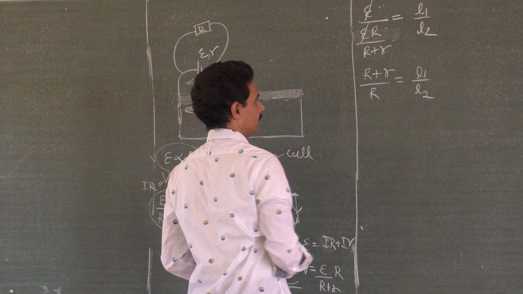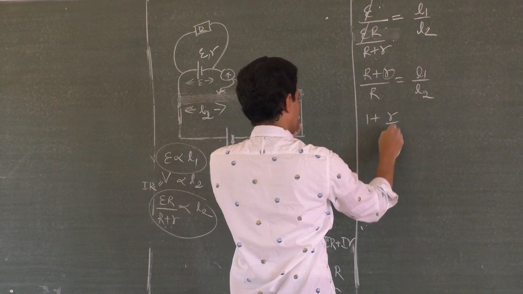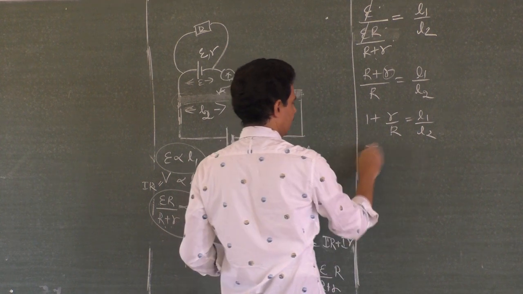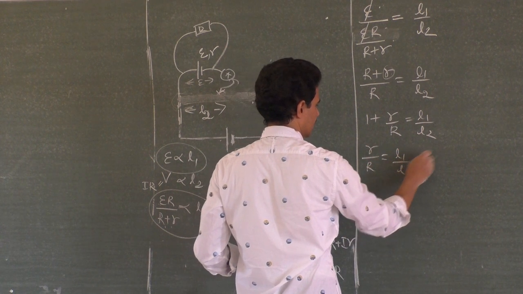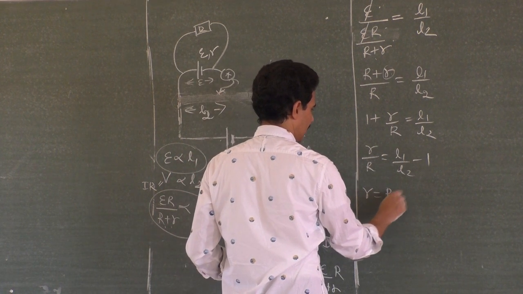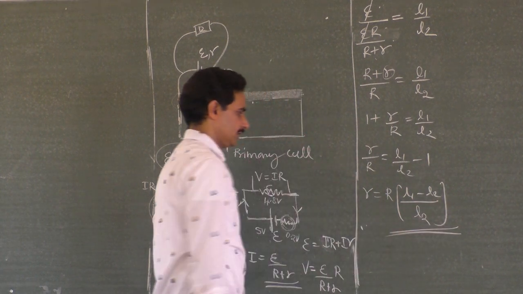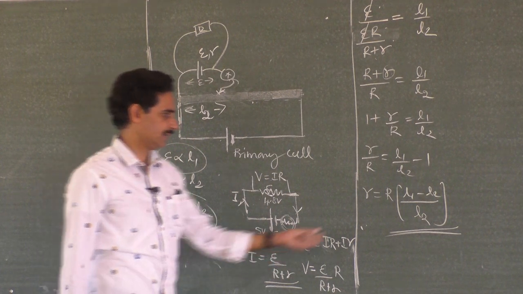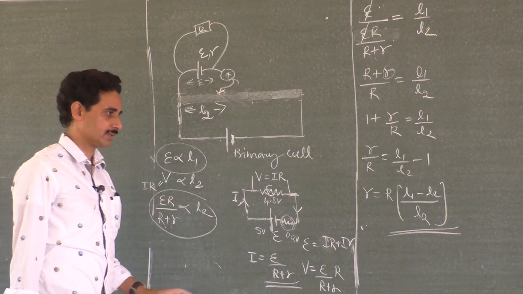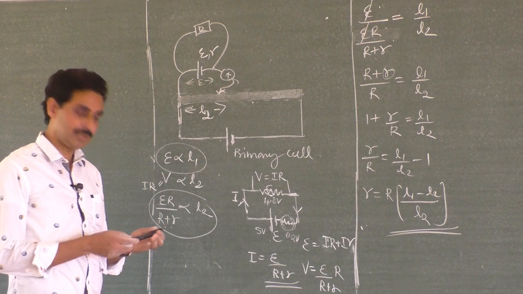Okay, cross multiply it because we want the internal resistance here. One thing you can do, 1 plus r by R is equal to L1 by L2. So r by R is equal to L1 by L2 minus 1. What is r? r is equal to R into (L1 minus L2) by L2. Do you remember this formula? Internal resistance r is equal to R(L1 minus L2) by L2. Same formula. But know the theory behind this, right? This is what you are doing with the potentiometer. So it is used to find out the EMF of a cell and the internal resistance of a cell.